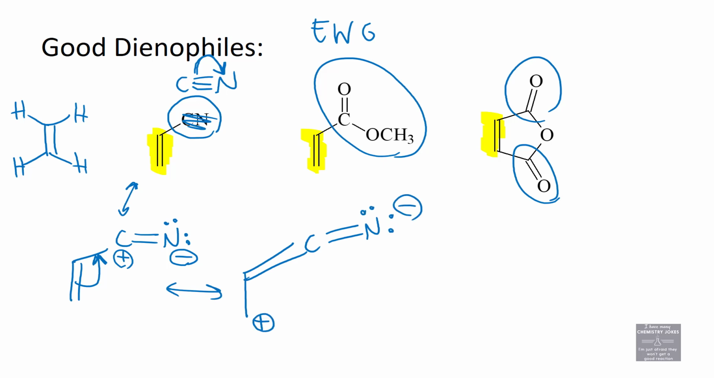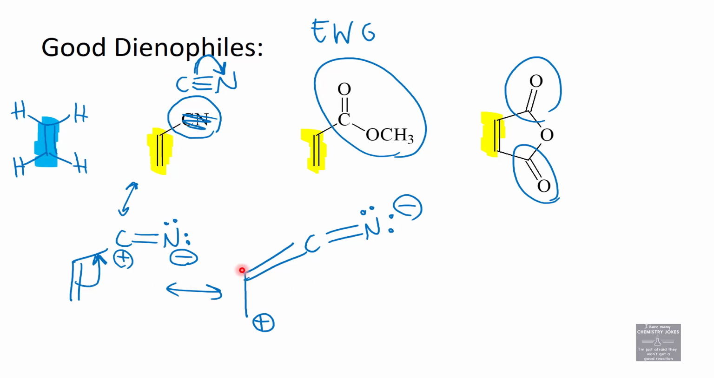What's the point of me drawing this resonance down here? To prove that my yellow highlighted dienophile has less electron density than the blue alkene over there. We can maybe highlight that alkene in blue as well, but a different shade. We're trying to prove that my yellow highlighted dienophile has less electron density than my blue highlighted dienophile.